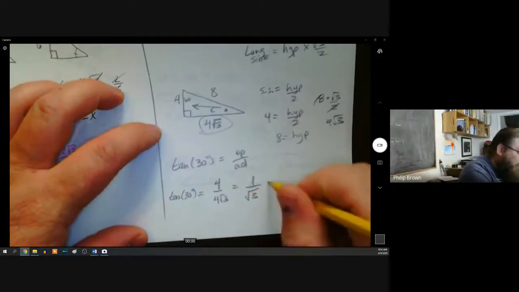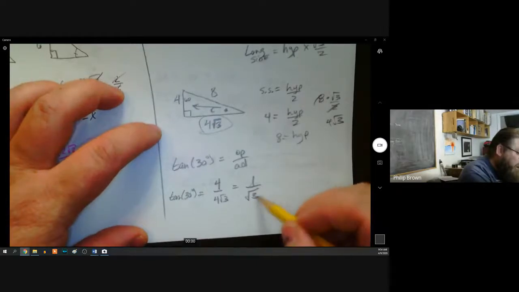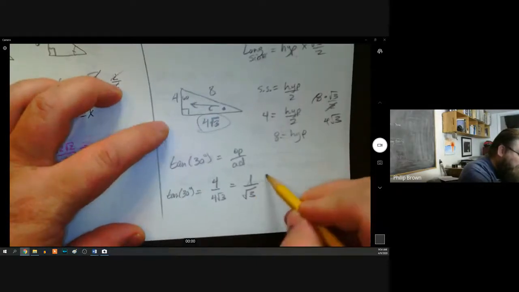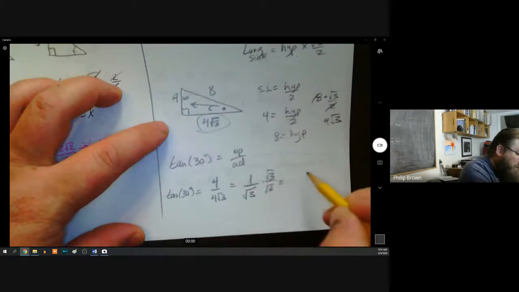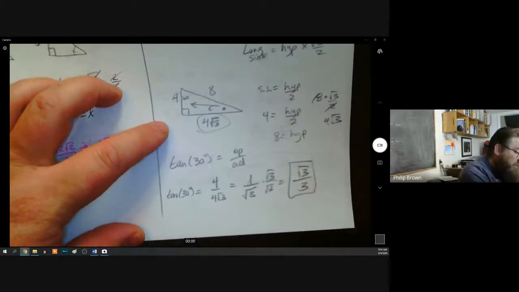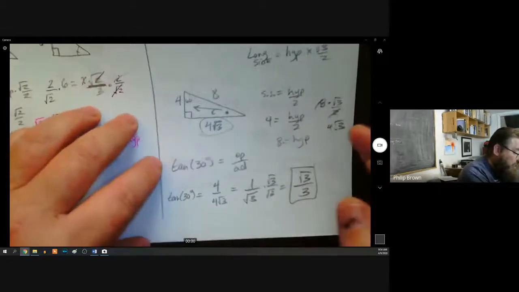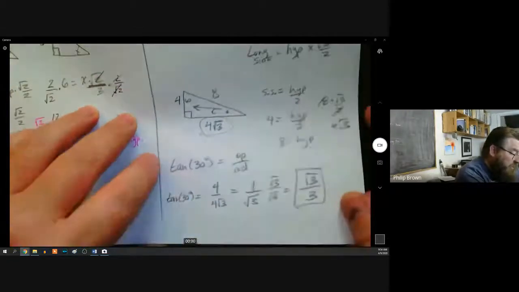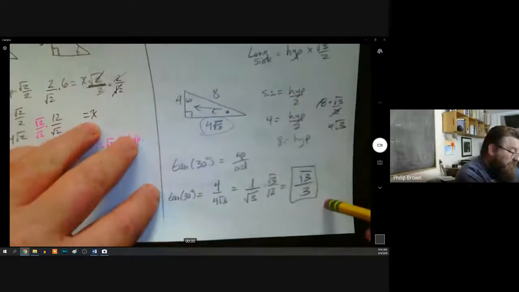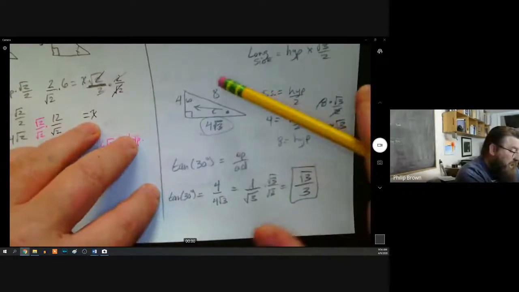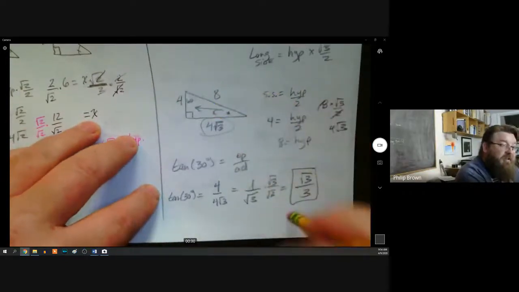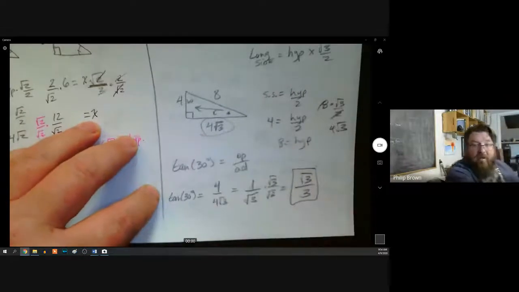Now we have to simplify that. So you need to have that denominator be a rational number. So that's why you're going to multiply by root 3 over root 3. That gives you the square root of 3 over 3. Tangent of 30, square root of 3 over 3. Here's the other really big thing I want to show you, okay? Even if this was an 8, 4, and 4 root 3, tangent of 30 is the same, no matter how big or small the triangle is.